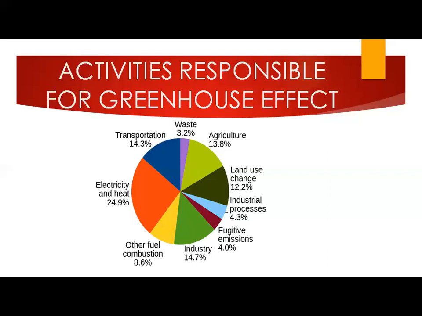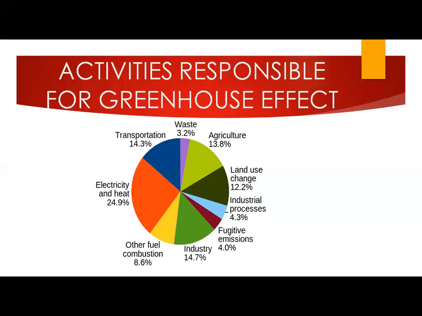Land use change, yes, we are cutting trees, we are making space to build factories, we are making space to build more buildings. And the other is industrial process. Yes, the pollution which is produced in industries is creating 4.3%. Fugitive emissions are producing 4.0%. Yes, the gases which are produced from pressurized systems, 4.0%, are called fugitive emissions.